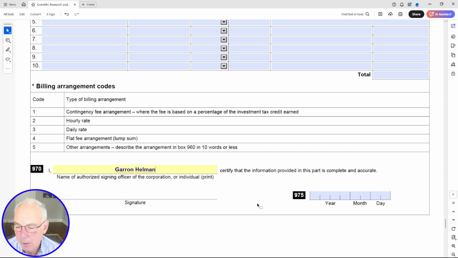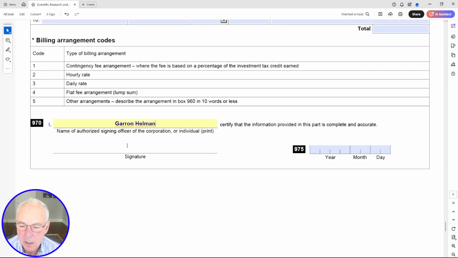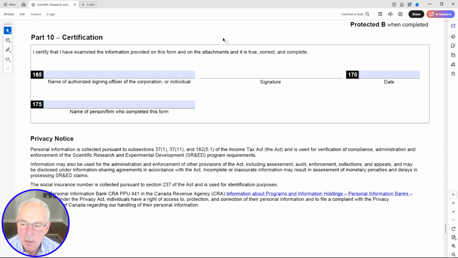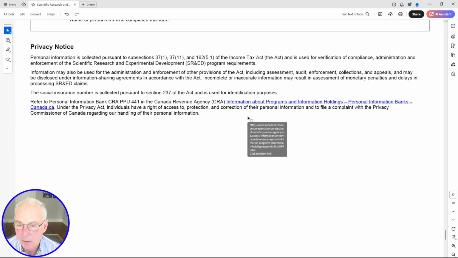We would then put the year that the person is signing. They would end up signing it right there after you print out the form. And they would certify it again, and you could put in the appropriate name. It could be a different person who completed the form. Maybe it's the technical person, or maybe it's the accountant who completed this form. Again, the date and the signature. And that would complete your T661.